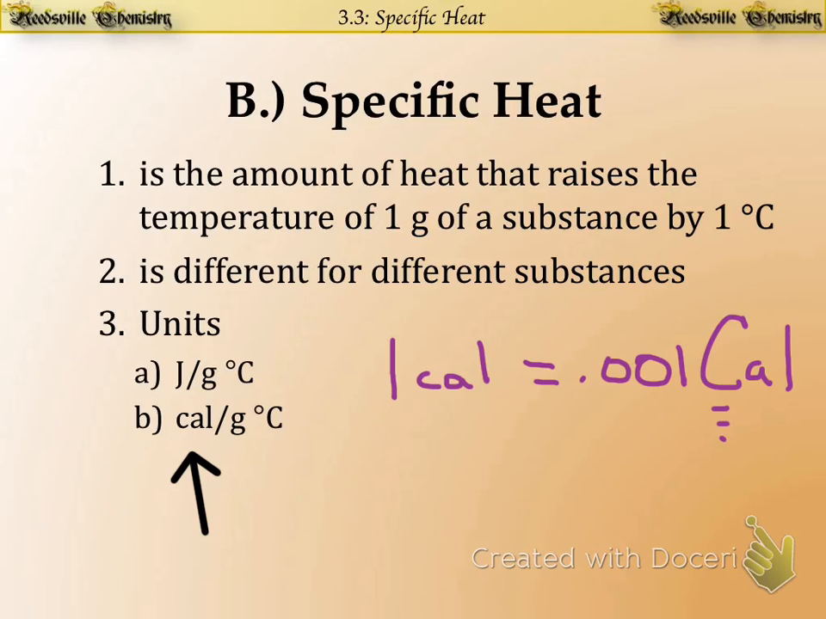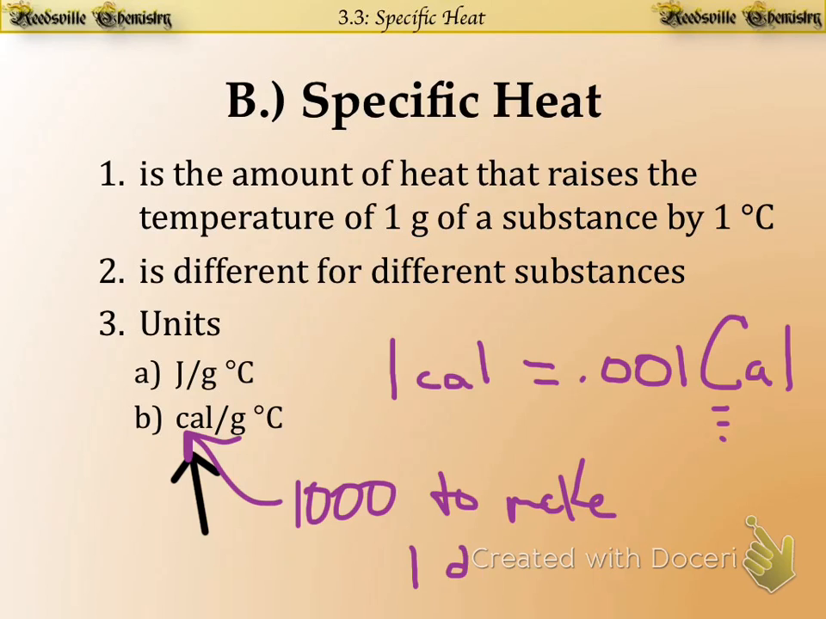So that means I need 1,000 of these guys to make 1 dietary calorie. So an average dietary allowance for an average person is about 2,000 calories. That's actually 2 million physics calories or chemistry calories. So good thing we say 2,000 calories.